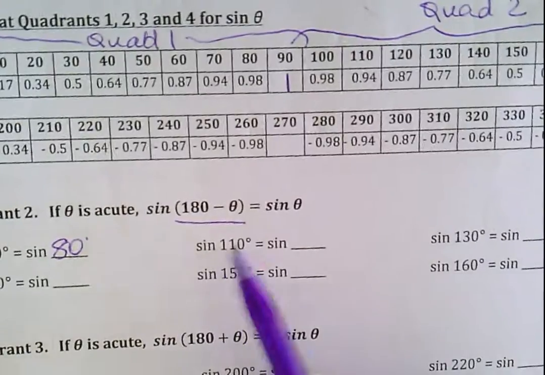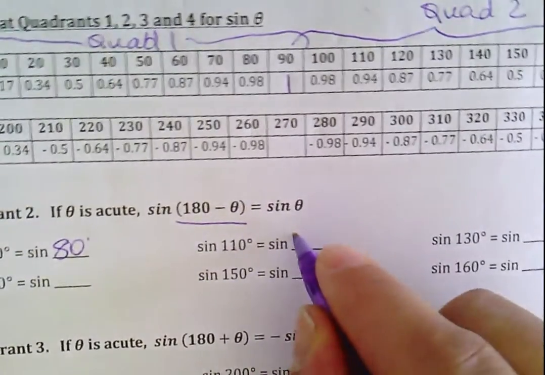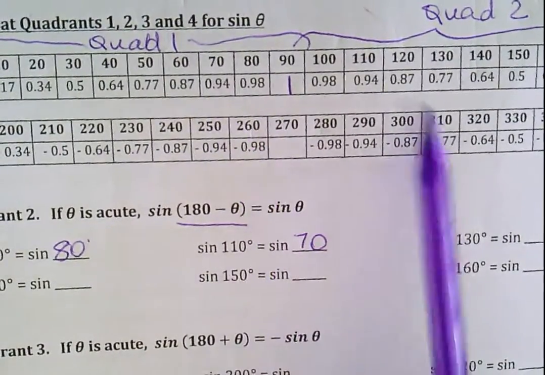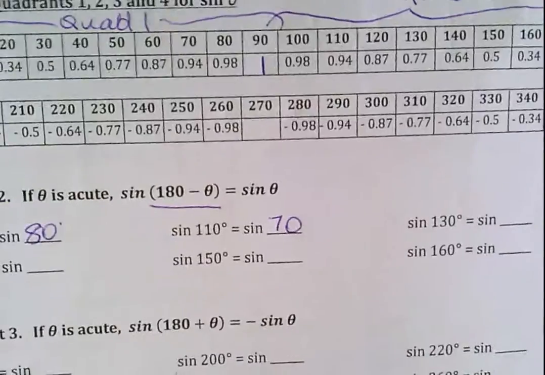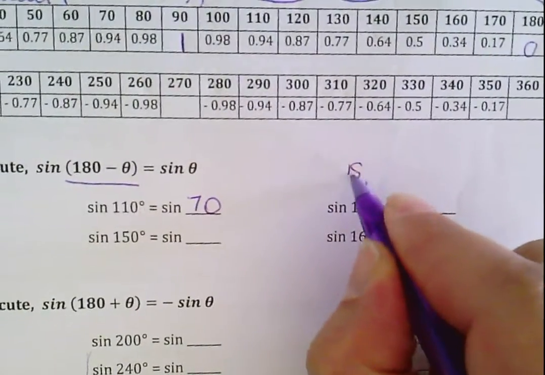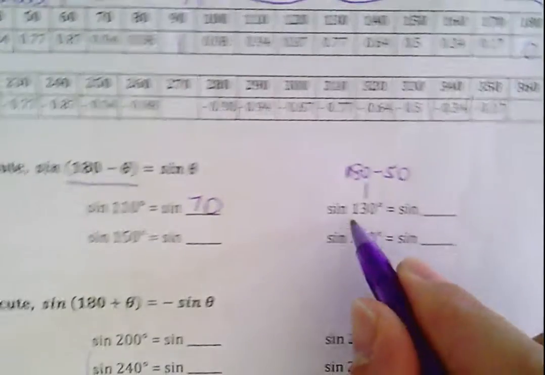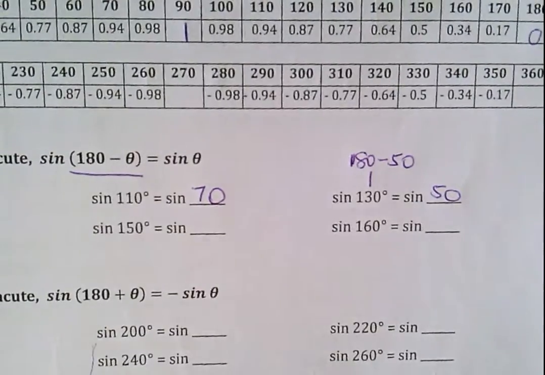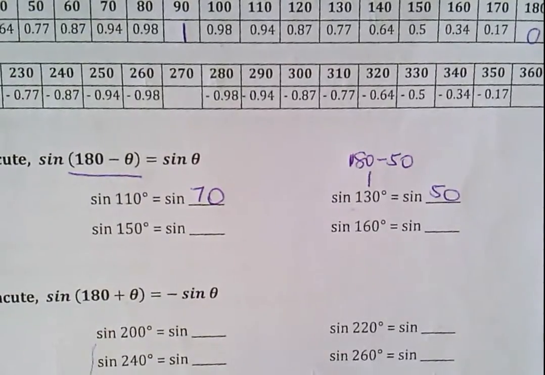Sine 110. 180 minus what is 110? Okay, look at your table. Sine 70 is 0.94. That equals sine 110, which is also 0.94. Can you see what I'm doing? So I want that 130, for example. That 130 you've got to say is 180 minus what? 50. So sine 130 is the same as sine 50. Do you get what I'm doing? Look at your table. Sine 50 is 0.77, so sine 130 is too.